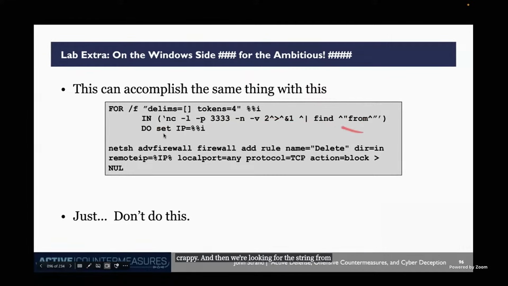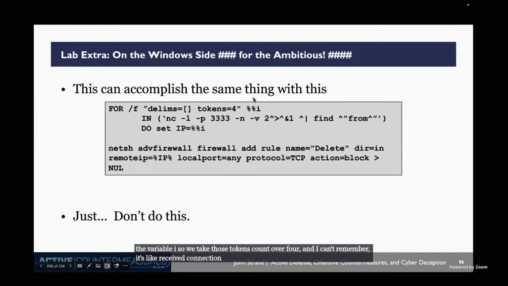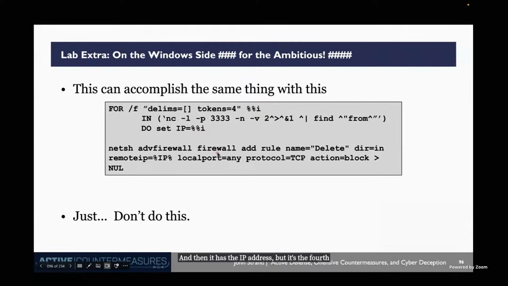And then we set the value of the IP address to the variable I. So we take those tokens, count over 4, and I can't remember, it's like "received connection from" or something like that. And then it has the IP address, but it's the 4th value.